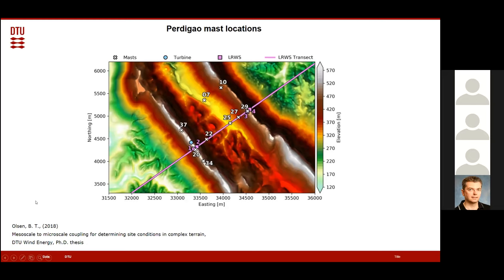So this site has been numerically investigated, among others, by Bjarke Olsen during his PhD and many others. And there are many mast locations that could be interesting to analyze here, but I actually chose the results from mast 20, which is on the top of the first ridge, mast 29, on top of the second ridge, and mast 25, which is in between the ridges deep down in the valley, as a representative for the flow analysis that I will show in a while.